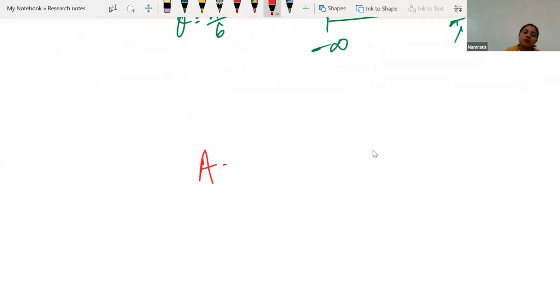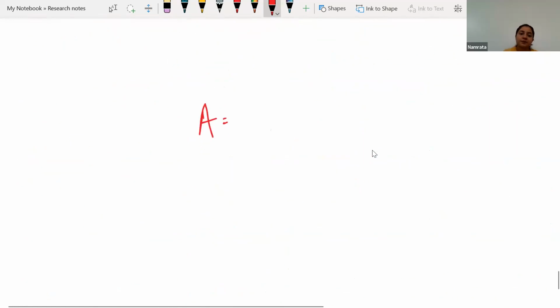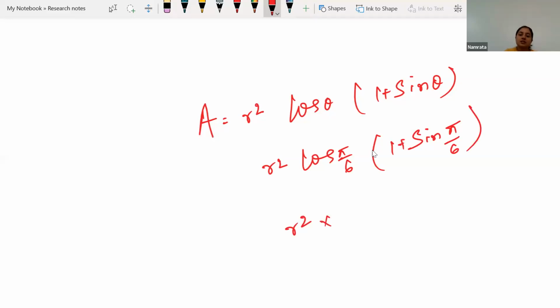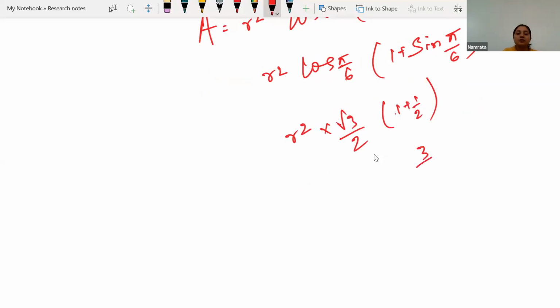The maximum area will be r square cos theta times 1 plus sine theta. This was the area, so pi by 6 we will take over here: 1 plus sine pi by 6. So r square cos pi by 6 is root 3 by 2, and 1 plus 1 by 2 is 3 by 2. That means 3 by 2 from here, root 3 by 2 from here, into r square.